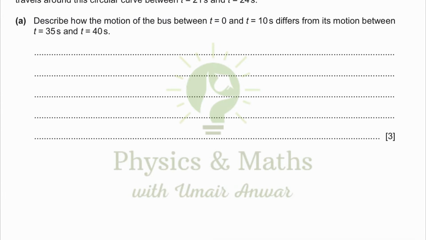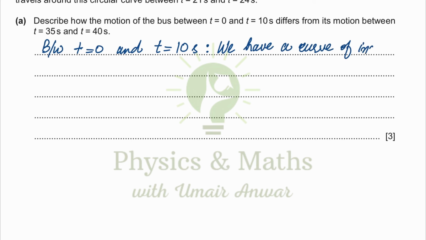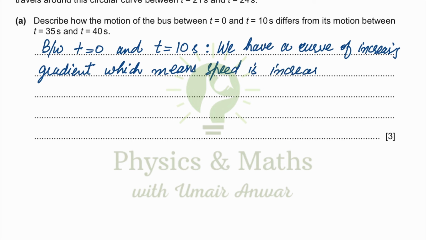So I'm writing: between t is equal to 0 and t is equal to 10 seconds, we have a curve of increasing gradient, which means speed is increasing and the bus is accelerating.